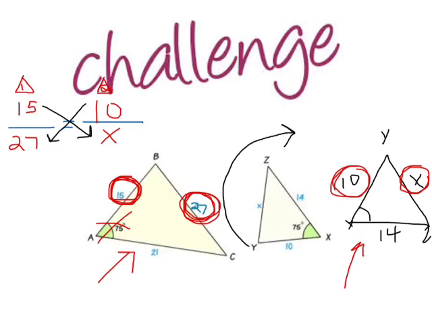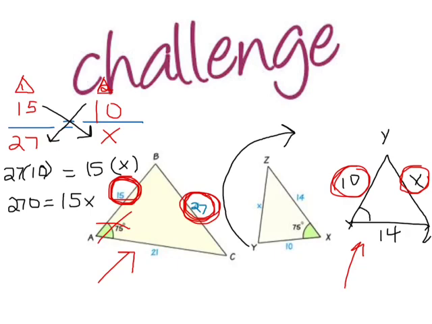So if I follow my arrow on this side, I'm going to have 27 times 10 is equal to 15 times x. Good. Now I'm going to do that out. What's 27 times 10? It's going to be 270, and 15 times x is 15x.